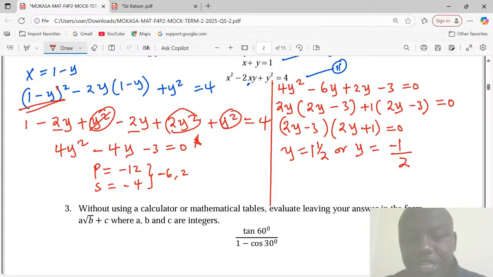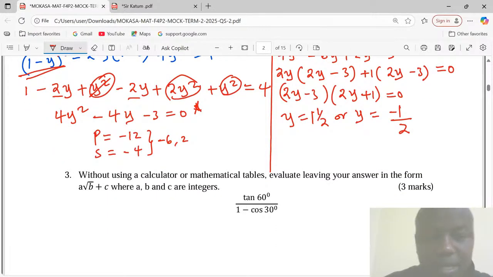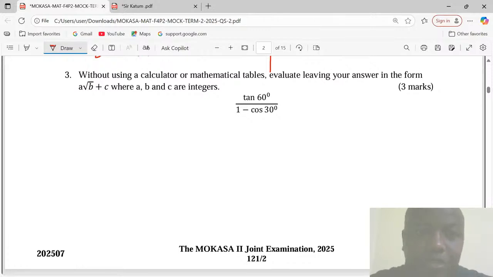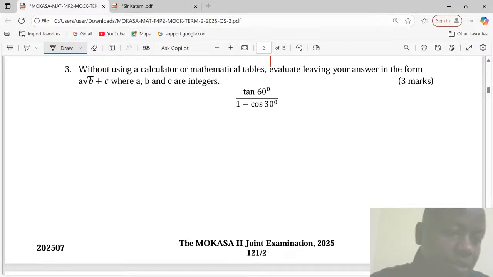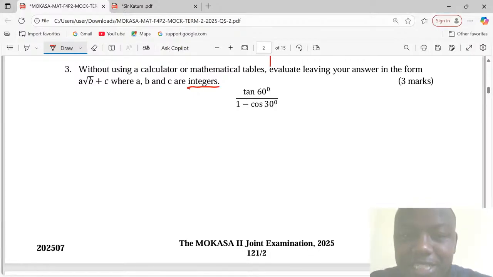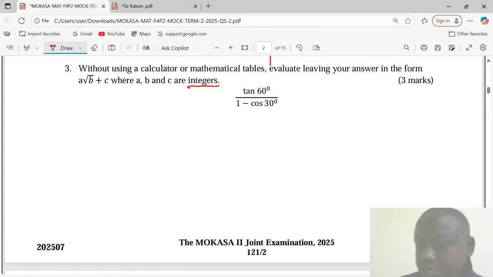So now we proceed to number 3, without using a calculator. Just look at the question. Without using a calculator or mathematical tables, evaluate, leaving your answer in the form a root b plus c, where a, b, and c are integers. Just read that again. Not constants this time around. They are integers. So now let me sketch the information first.